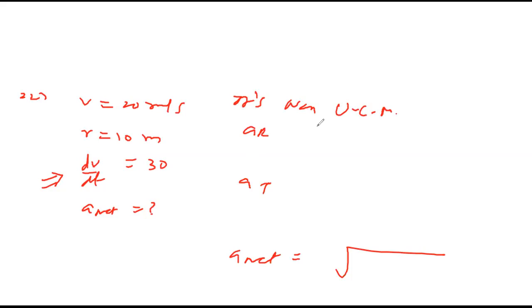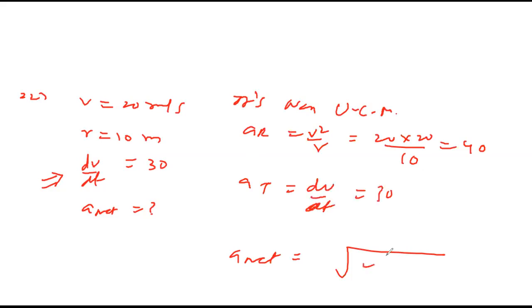The radial formula is v square by r, which is 20 into 20 upon 10 equals 40. And tangential means dv by dt, which is 30. So it is 40 square plus 30 square under root, which we all know is 50. 30, 40, 50 is a Pythagorean triplet. So 50 meter per second square is the net acceleration.